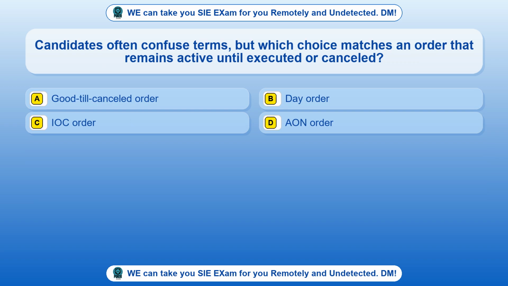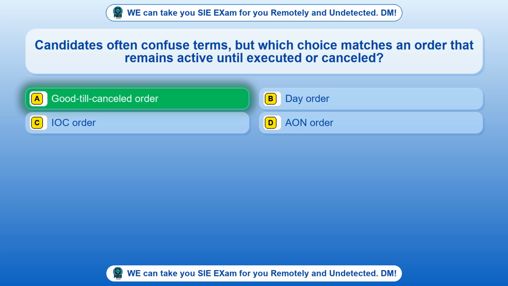Question 85. Candidates often confuse terms, but which choice matches an order that remains active until executed or cancelled? Option A, good till cancelled order. Option B, day order. Option C, IOC order. Option D, AON order. The correct answer is option A, good till cancelled order.